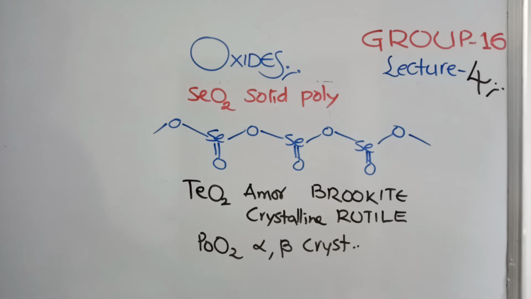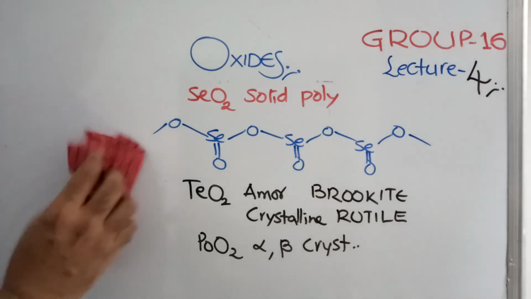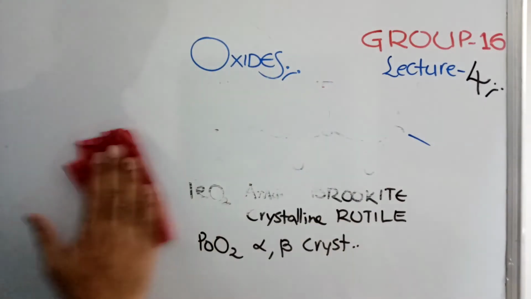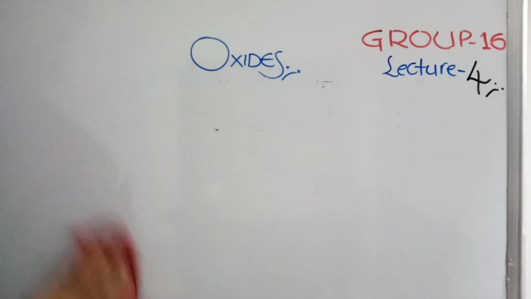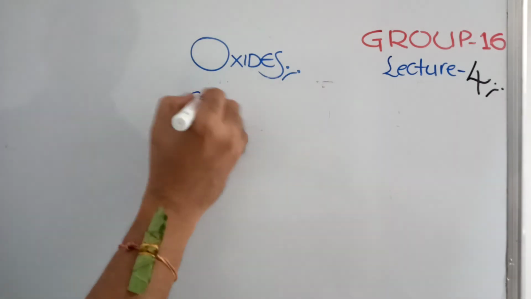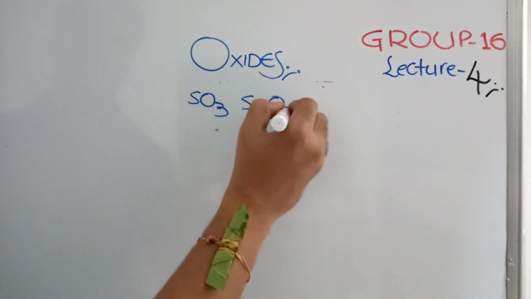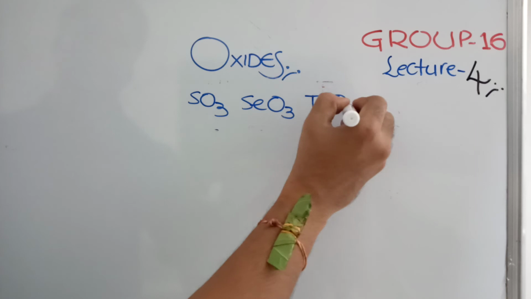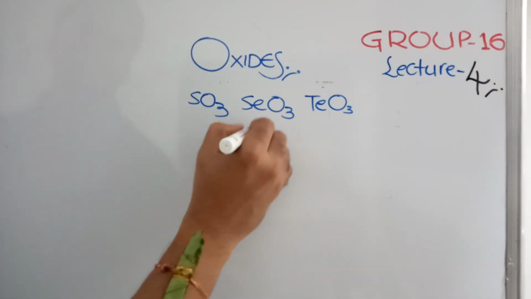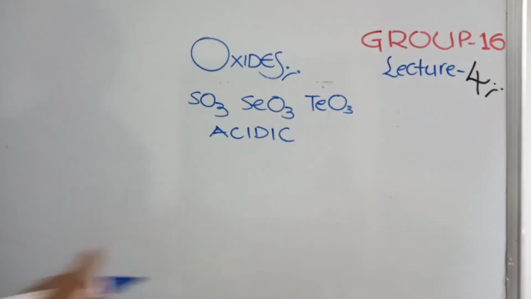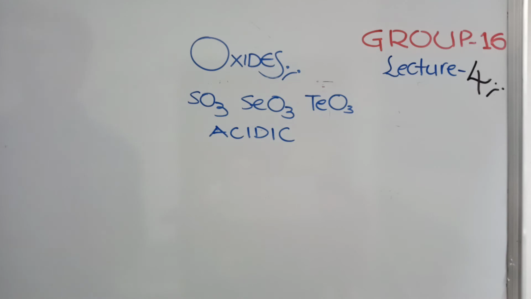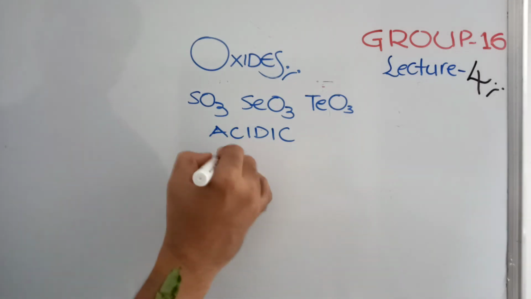This is about dioxides. What specialties are there in trioxides? In trioxides, if you see SO3, SeO3, TeO3, all are acidic in nature. All are soluble in water.